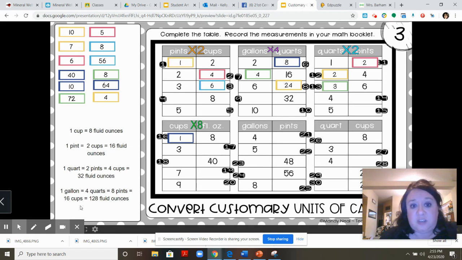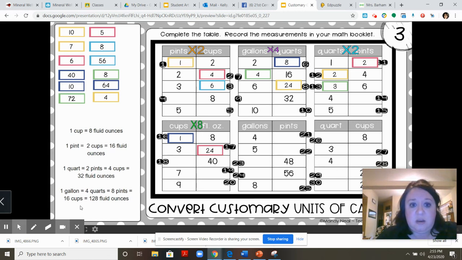But then it moves on to 3 cups. So if 1 cup is 8, I need what 8 plus 8 plus 8 is, which is the same thing as 8 times 3. So 3 times 8 is 24. So that goes up there for number 17.